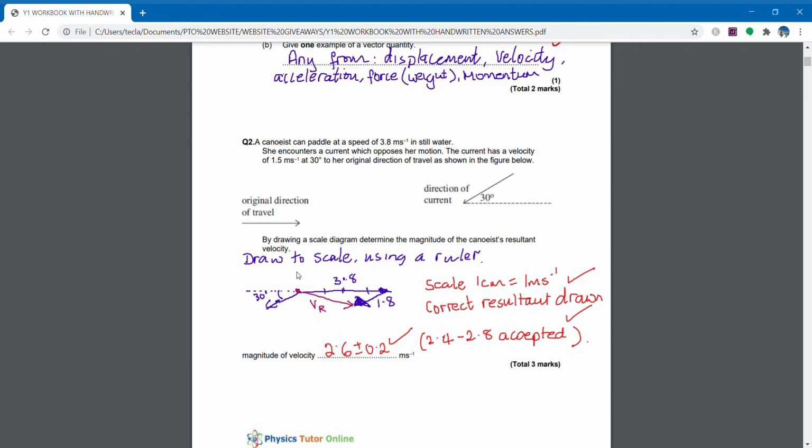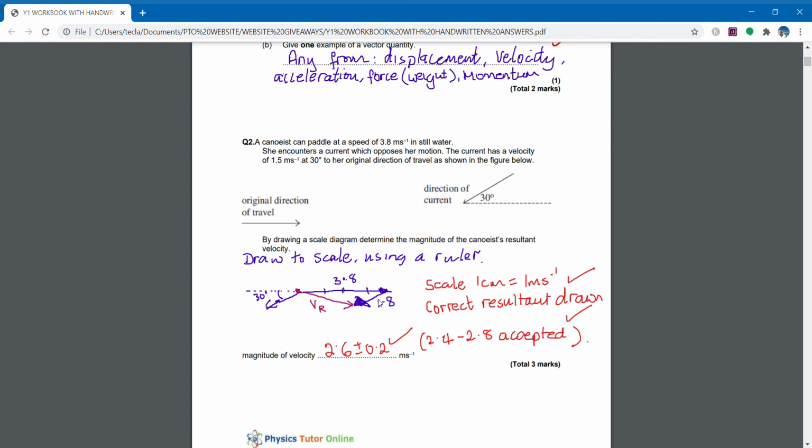So we need to use a ruler. We need to draw a scale diagram. If you did that and used a sensible scale, such as 1 centimeter equals 1 meter per second, that will be 1 mark. If you constructed the diagram adding the two vectors together, this is only a sketch of it, you'd need to do it properly with a ruler.